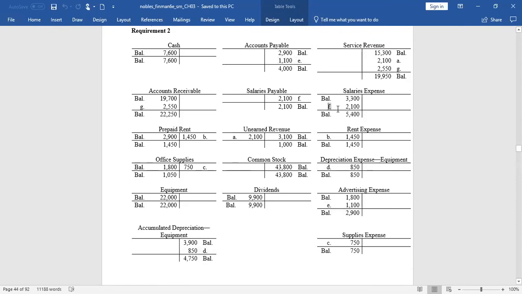In F, debit side of salaries expense, $2,100. Credit side of salaries payable, $2,100. And then our final adjusting journal entry, on the debit side of accounts receivable, $2,550. And on the credit side of service revenue, $2,550. Okay, so we just posted all of those adjusting journal entries.